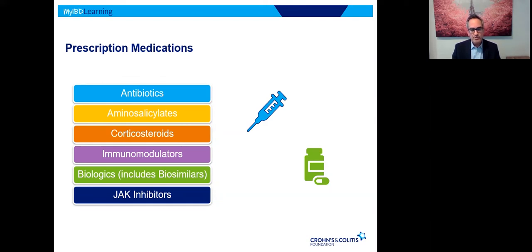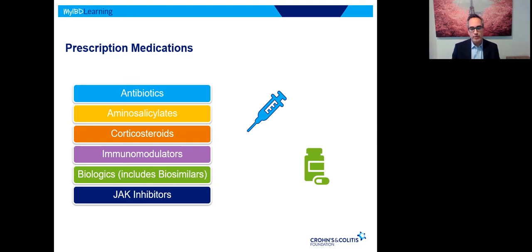Although helpful in some patients with Crohn's disease, antibiotics are generally not considered helpful in ulcerative colitis for either inducing or maintaining remission. There are aminosalicylates, and these are also known as ASA, or 5-ASA agents. They interfere with the body's ability to control inflammation. And there are different formulations of them to target inflammation in different areas, and they're most effective in treating mild to moderate ulcerative colitis, perhaps less effective in Crohn's disease. They're generally well tolerated with very few side effects.